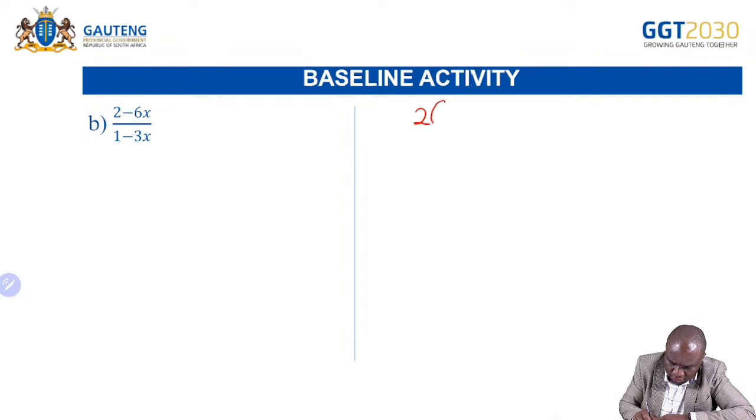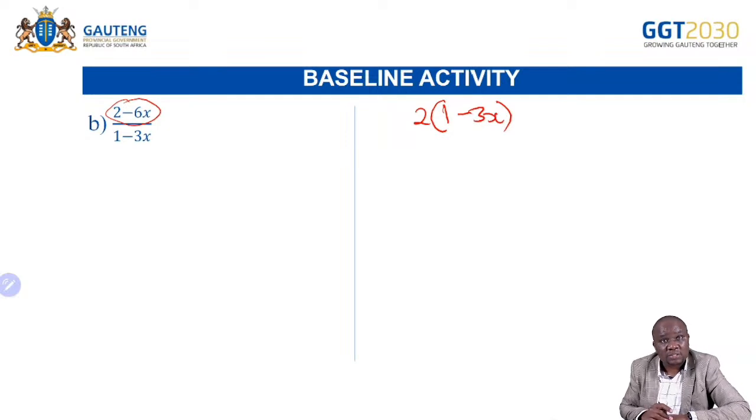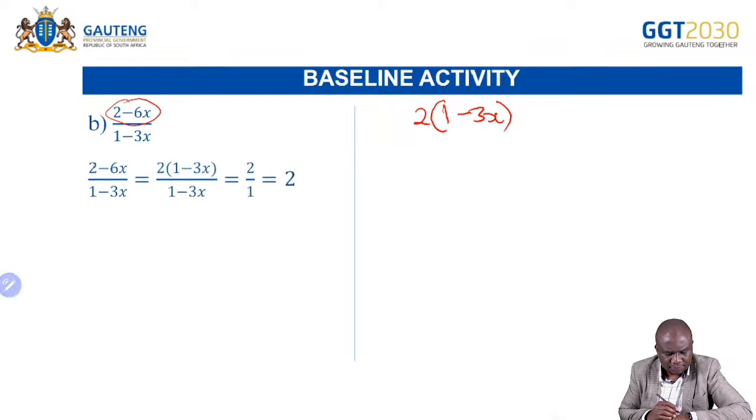Do you see that? So 2, and then in the bracket, what are we going to have? We're going to have 1 and then minus 3x. You see that? If you factor out 2 here, you'll get 2 outside, and then inside the bracket, 1 minus 3x. You remember we did factorization? Yes, this is how we factorize. So we get this. See that? We get this. And then now, the bracket here, 1 minus 3x divided by 1 minus 3x is 1. So we remain with 2 over 1, which is 2. Mark your work there. Did you get that?